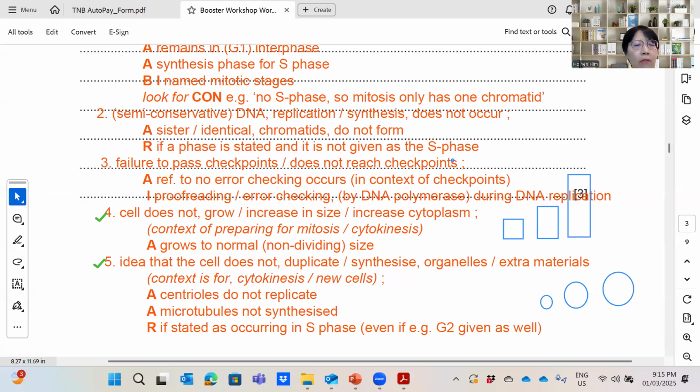Okay. Number 5. Idea that the cell does not duplicate organelles or extra material. So same thing, when it doesn't go through G2 phase.